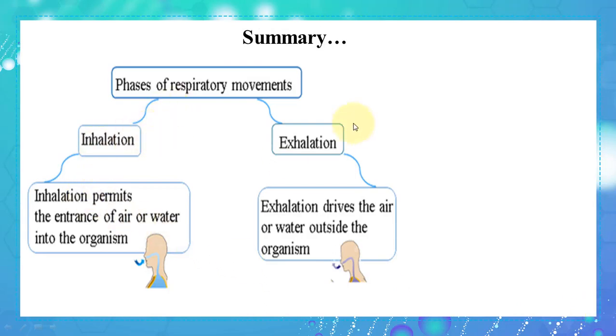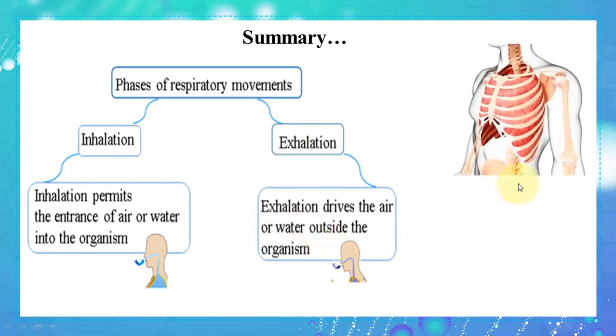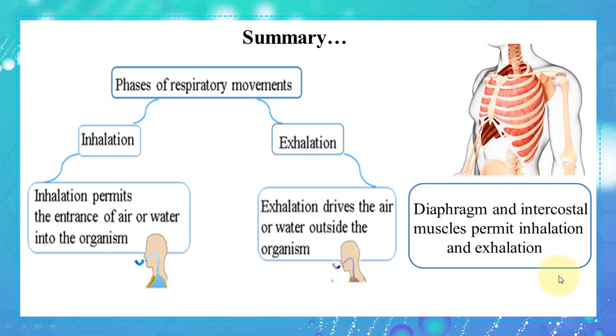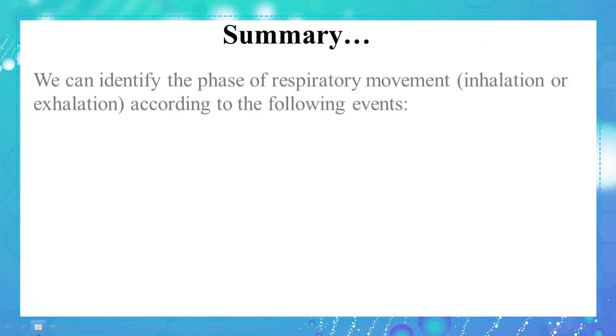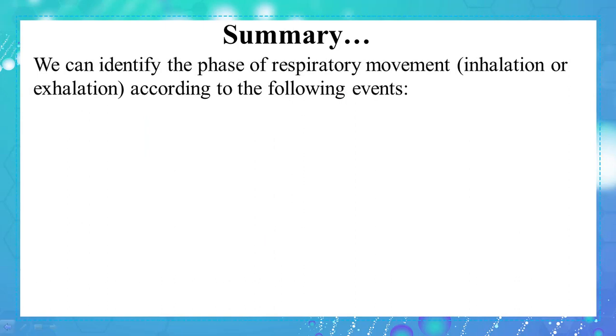As a summary, the two phases of respiratory movements are inhalation and exhalation. Inhalation permits the entrance of air or water into the organism. Exhalation drives the air or water outside the organism. What is the role of the diaphragm and intercostal muscles? The diaphragm and the intercostal muscles permit inhalation and exhalation.